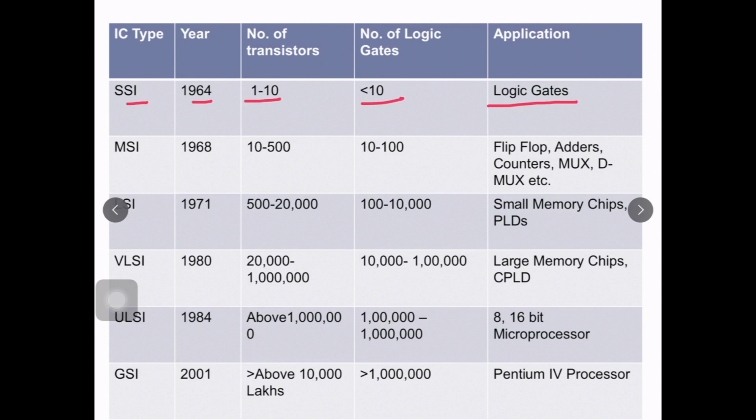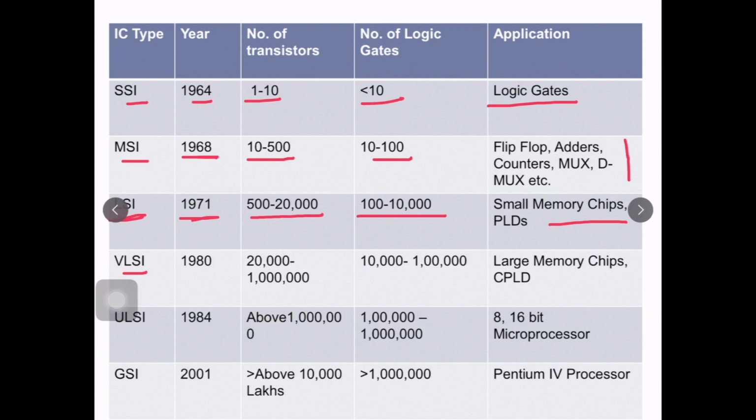MSI came in the year 1968 with the number of transistors ranging from 10 to 500. So now up to 500 transistors can be fabricated on a single chip, and the number of logic gates also increased from 10 to 100, and the applications include flip-flops, adders, counters, mux, demux, etc. Then came the LSI in 1971, with the number of transistors from 500 to 20,000 and logic gates from 100 to 10,000, and the applications include small memory chips and programmable logic devices.